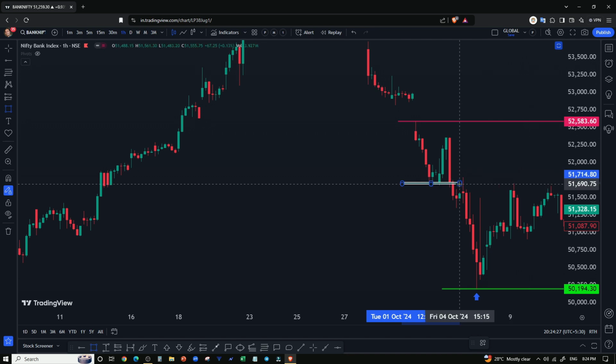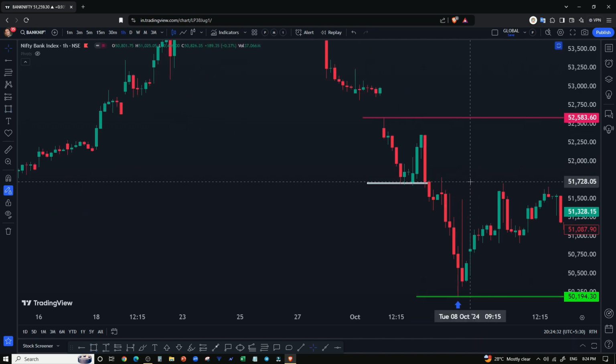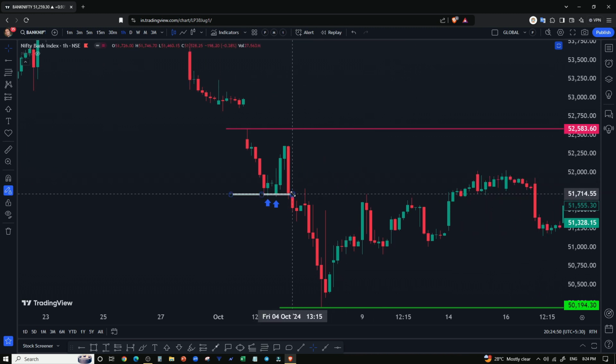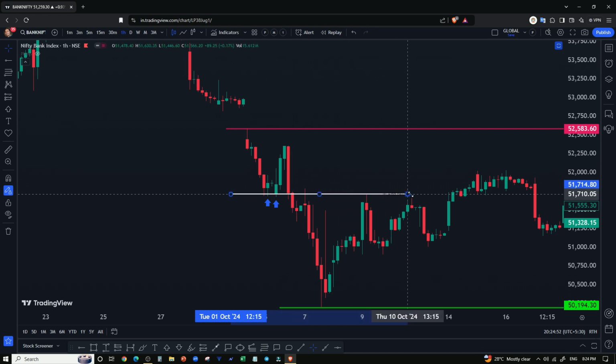See, I'm just marking this as a support zone. In lower time frames, especially 5 minutes or 15 minutes, if we convert, definitely in lower time frames this is a strong support. Again, why it is a support means when the market approached this level, 51,700 roughly, buyers got activated and Bank Nifty bounced back very aggressively. So tiny things also matter, especially for intraday trading, and lower time frames are very important.